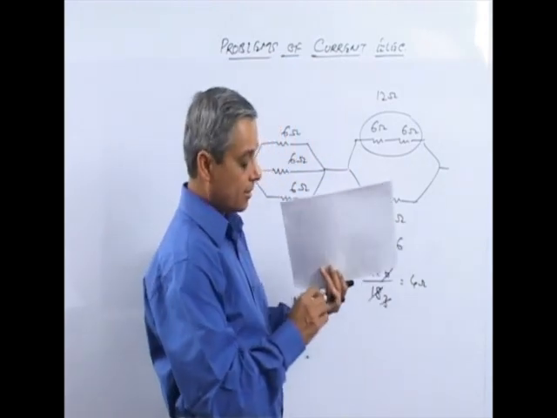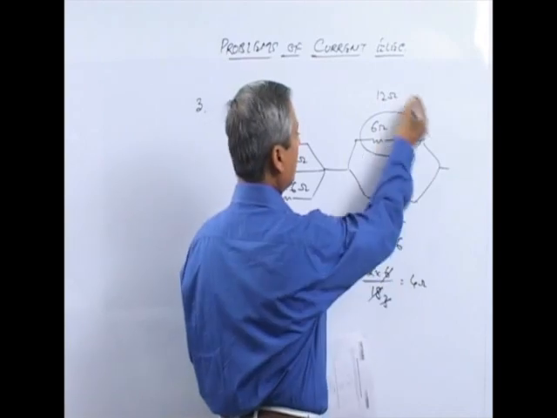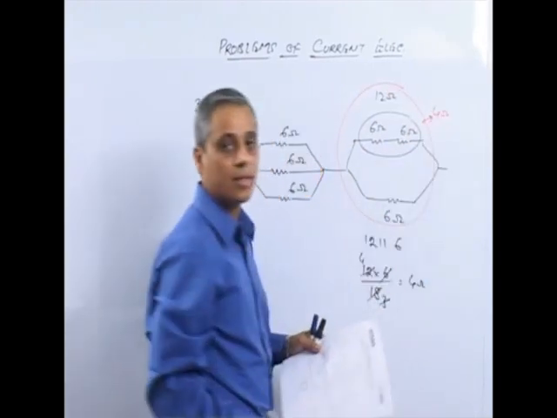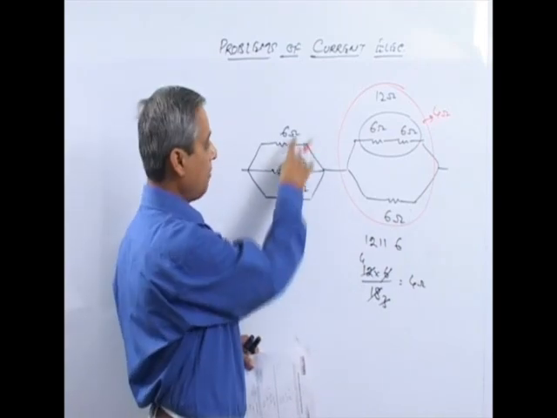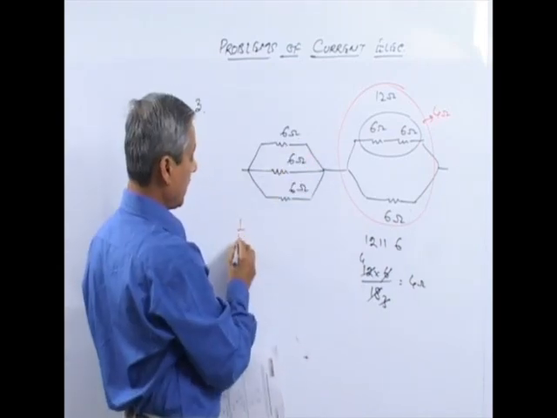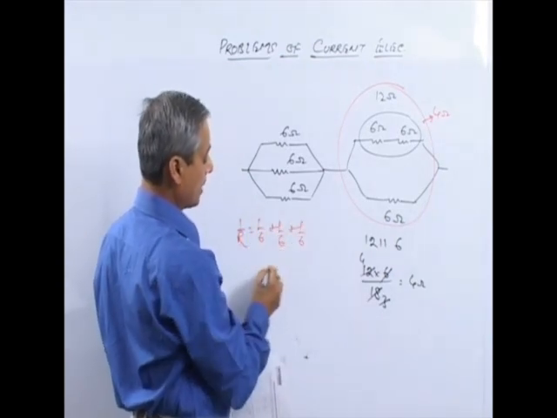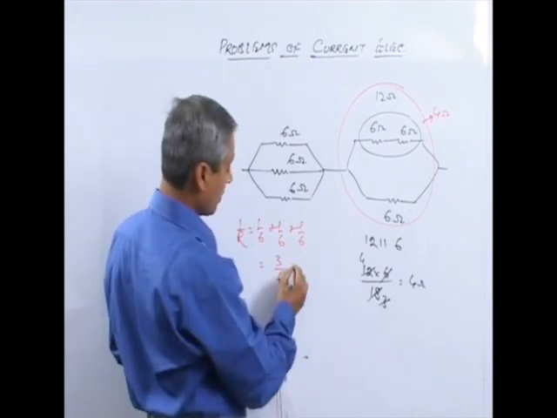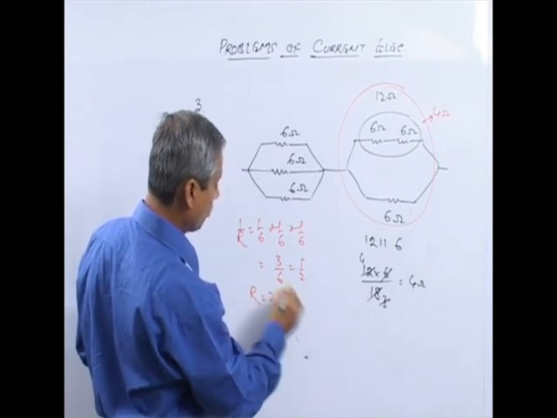So this entire resistance combination represents 4 ohm resistance. Now here there are 3 resistances in parallel. 1 upon R is 1 upon 6 plus 1 upon 6 plus 1 upon 6, that is 3 upon 6, that is 1 upon 2. So R is 2 ohms.